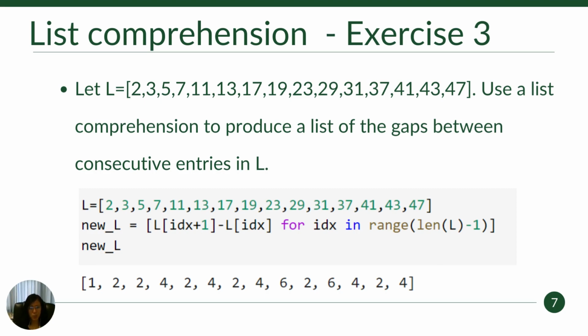And where is your expression? Your expression is you want to subtract: from the second element, you want to subtract the first element. That is 3 minus 2, 5 minus 3, and so on. So we take the value at index plus 1 and subtract the value at index. So your expression is L of index plus 1 minus L of index. Okay, so try to write the code and understand the concept.